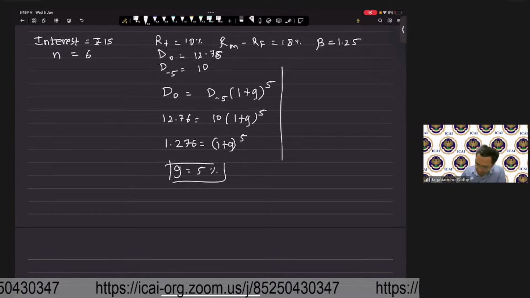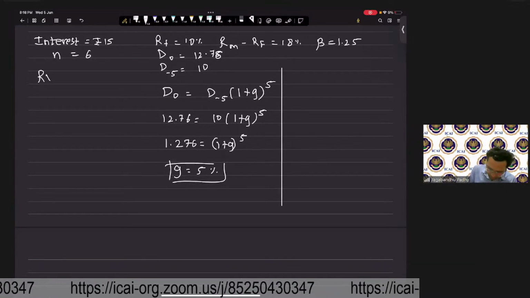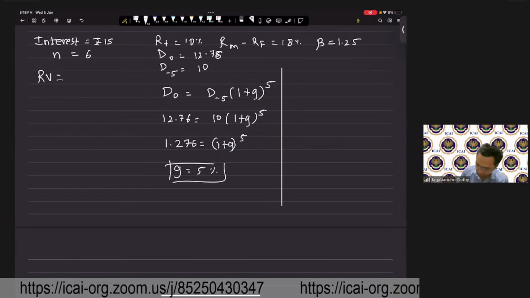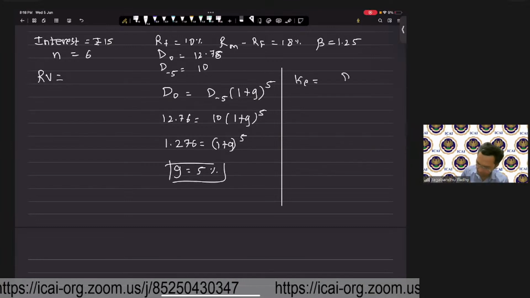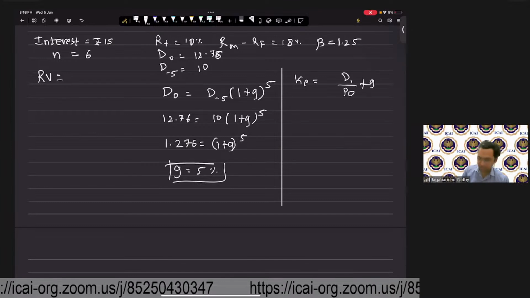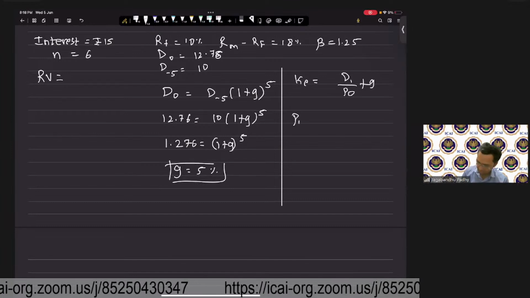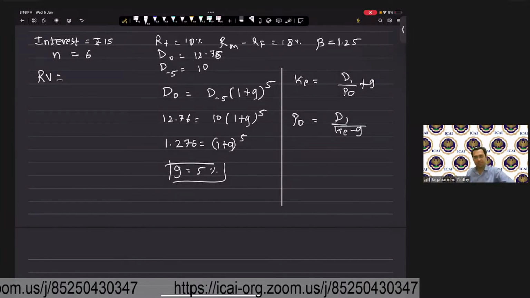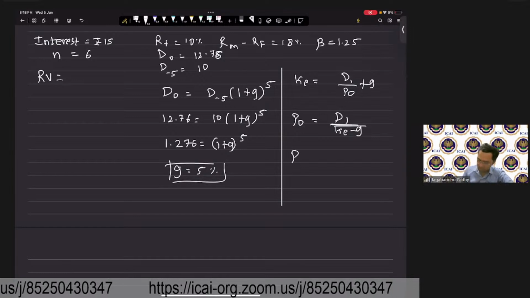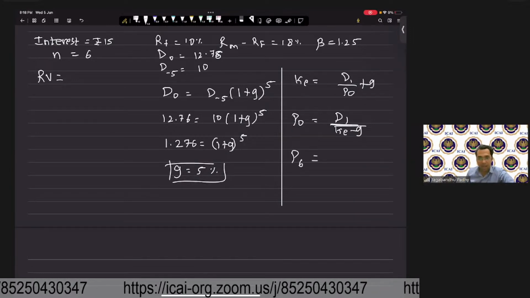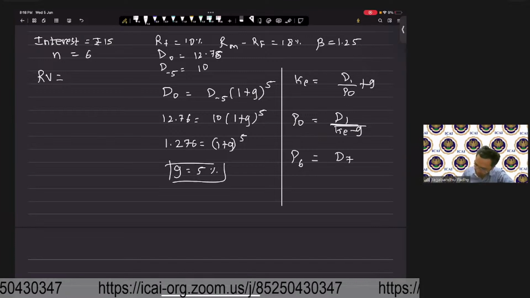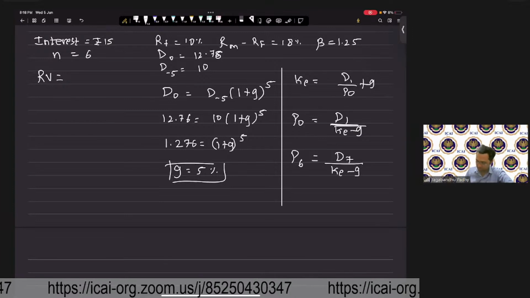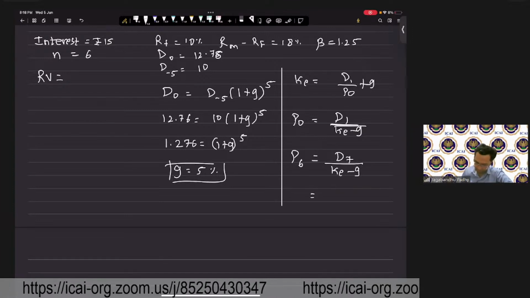Once we have the growth rate as 5%, we are really interested in the redemption value. Redemption value will be the value of the shares after 6 years. As we know, KE equal to E1 upon P0 plus G. If you rearrange it, we get P0 equal to E1 upon KE minus G. In the same way, if I want the price in year 6, I'll have to take the dividend in year 7 upon KE minus growth.